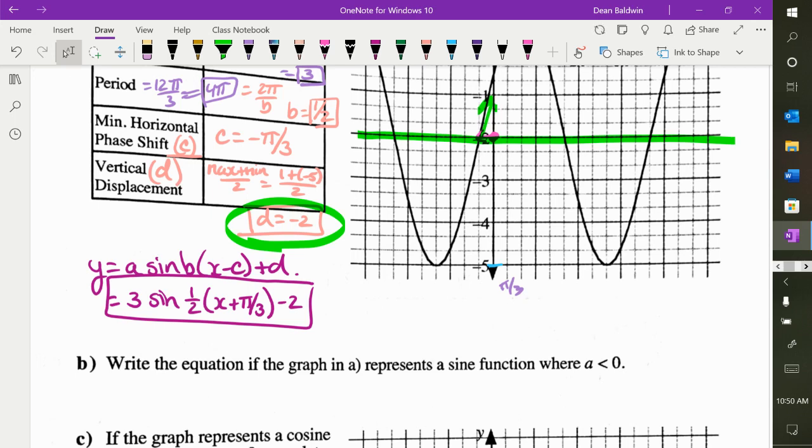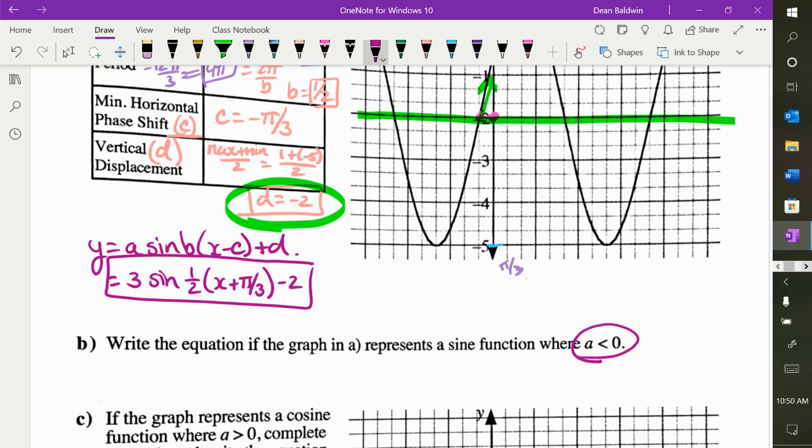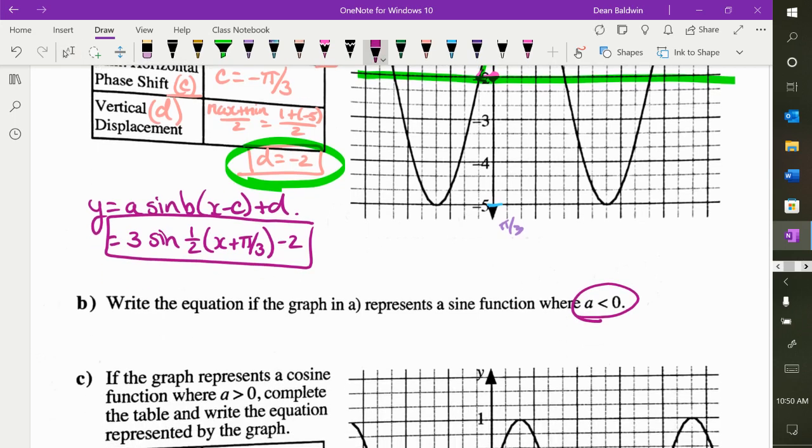All right, we got to do it again, except our a value is negative. Everything stays the same except your c. Well, and I guess a would change to negative 3. So you get negative 3 sine. Your b value will stay the same, 1/2. Your d value will stay the same. Negative 2 goes on the outside. Your c value changes.